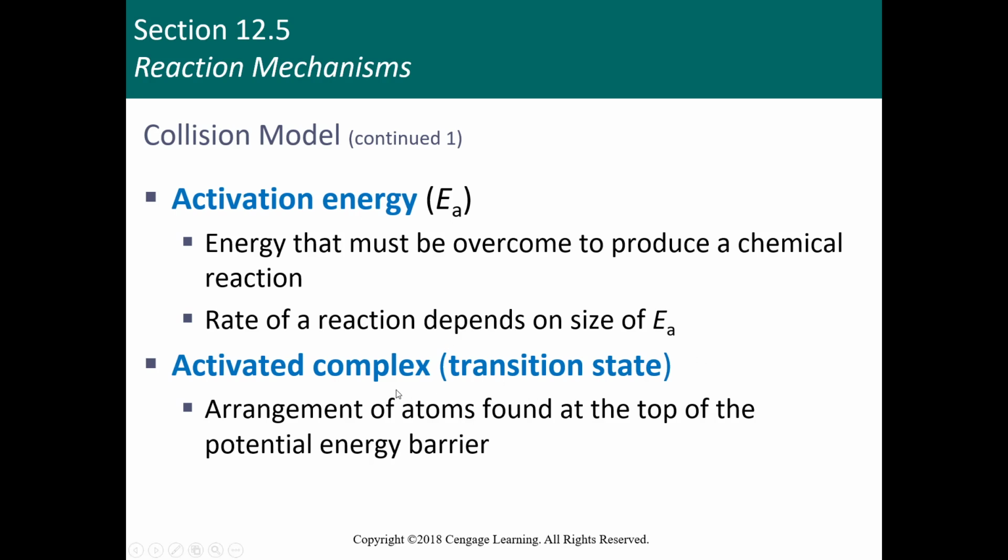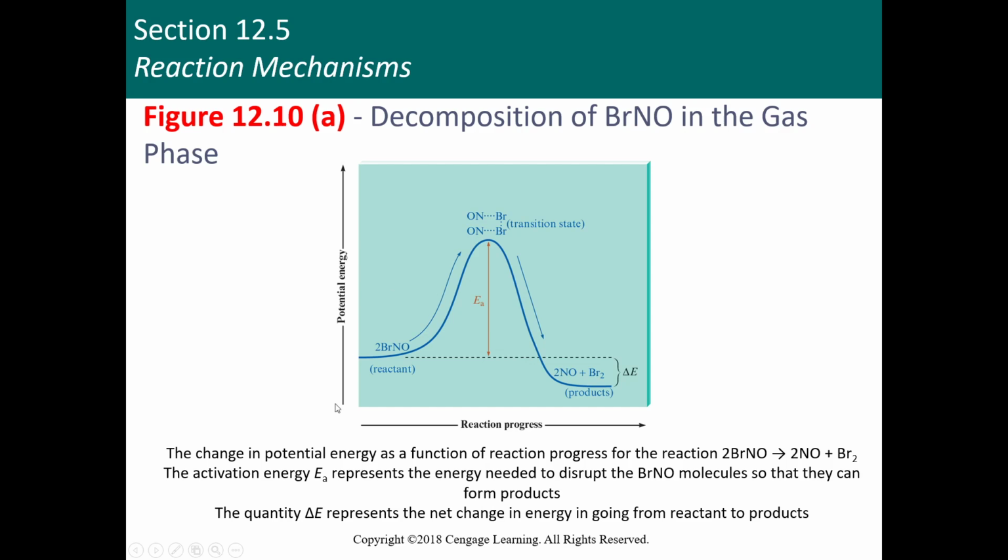Activated complex. Another way of saying activated complex is transition state. This is actually going to be the more common way of saying this. It is the arrangement of atoms found at the top of a potential energy barrier. So activated complexes or transition states are the arrangement of your atoms that you find when you're at the top of your activation energy barriers. Okay, and I'll show you a barrier right here. This is an energy diagram. Here we have the energy, and here we have the progress of a reaction.